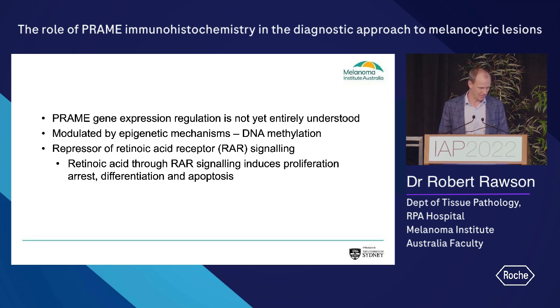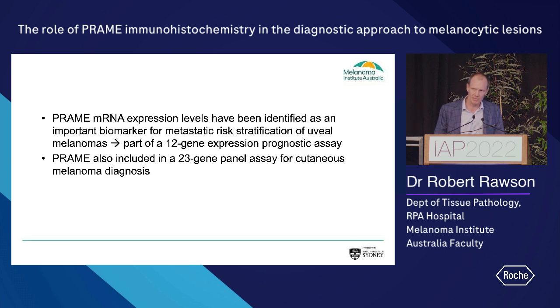Now, how PRAME gene expression is regulated is not fully understood. However, it seems to work on the retinoic acid receptor pathway, and it inhibits that pathway, therefore inhibiting that pathway's ability to induce arrest, differentiation, and apoptosis. It's also, if you've been to any of the talks previously in the melanocytic breakout room, mRNA expression at least has been part of a risk stratification profile in ocular melanomas, or uveal melanomas, and a diagnostic assay in cutaneous melanomas.